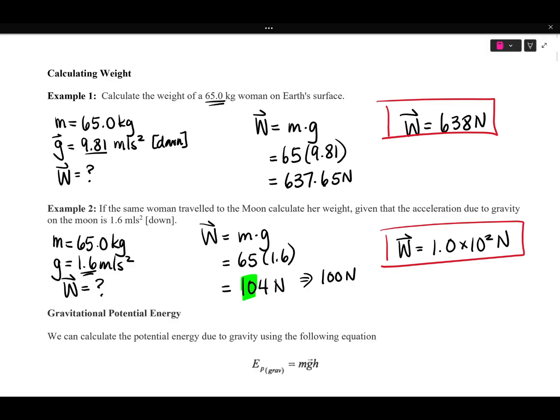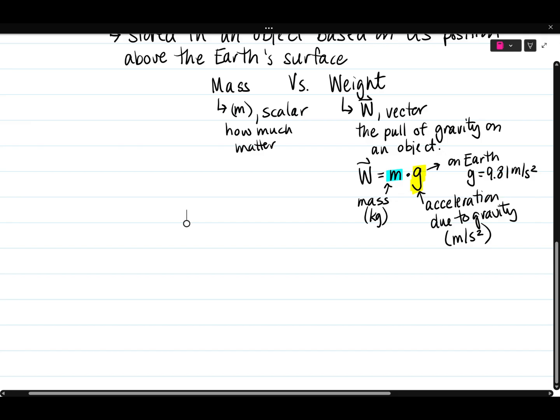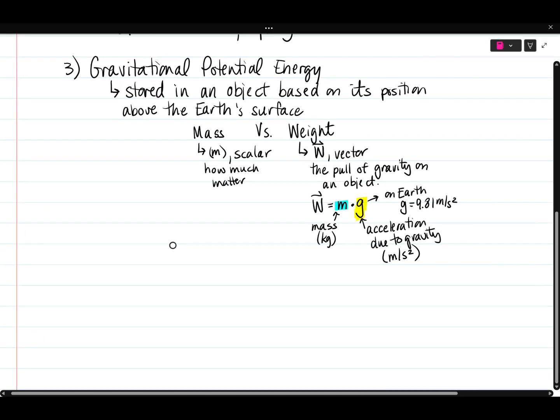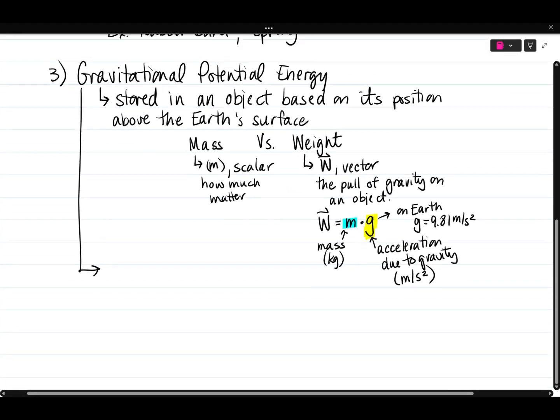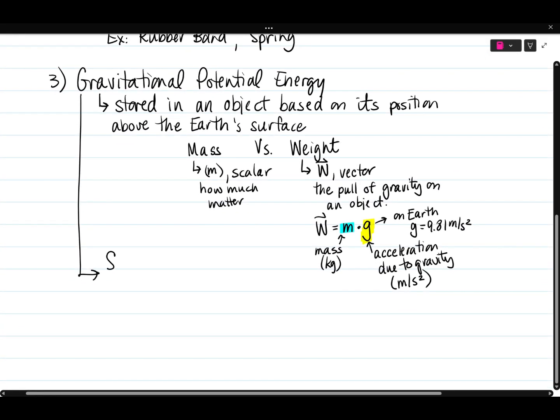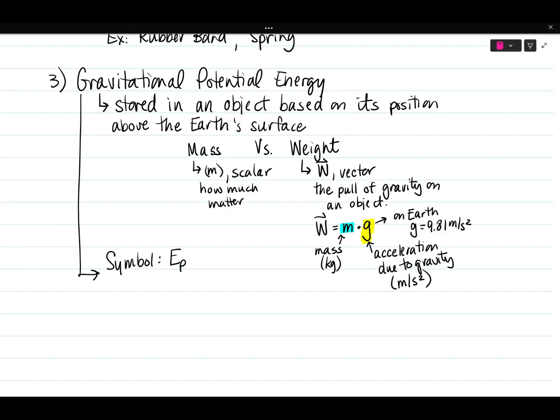Okay, let's head back to our notebook and we're going to take a look at how we actually calculate gravitational potential energy. So the formula for gravitational potential energy, or sorry, let's first go symbols. So the symbol for gravitational potential energy is EP for potential energy, and then if you like, you can put a little g, or you can just leave it as EP. The unit for gravitational potential energy is a joule, because energy is measured in joules.